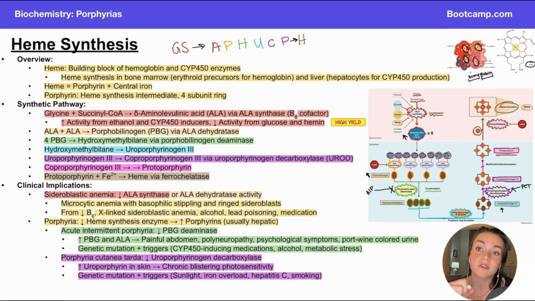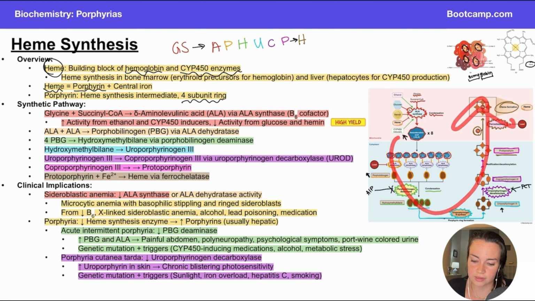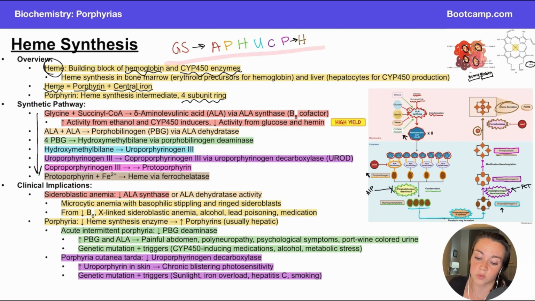So let's wrap this up. We've been talking about heme synthesis. Heme was our building block of hemoglobin as well as the cytochrome P450 enzymes. And heme was made up of porphyrin, which was a 4-subunit ring that we made as an intermediate of this whole process, alongside a central iron. We talked through the whole synthetic pathway here, and our mnemonic for remembering the intermediates was, generally speaking, a patient has unusual chest pain hourly.